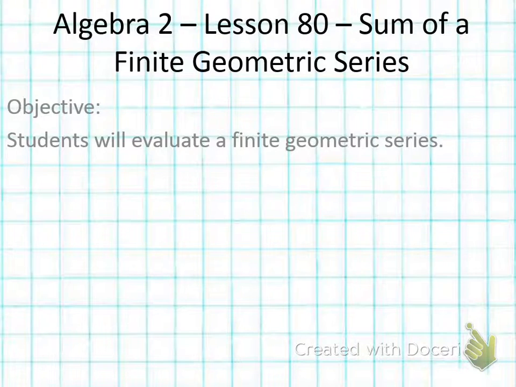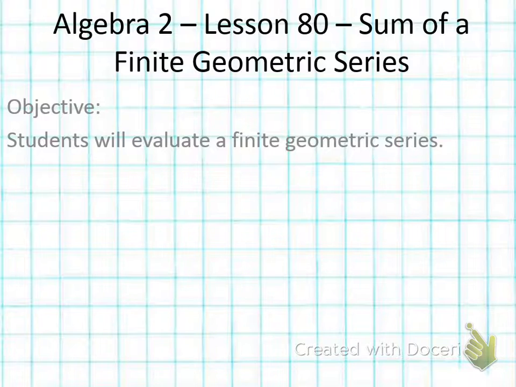Alright, this is lesson 80, sum of a finite geometric series. We're talking about arithmetic and geometric. The difference is a common difference versus a common ratio. So we're talking about geometric today, so we're talking about common ratios being multiplied.